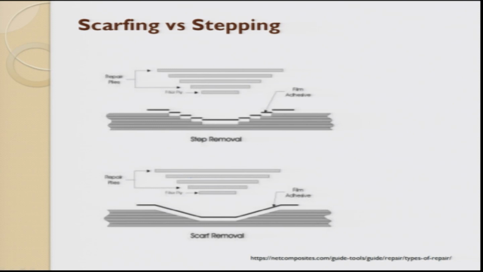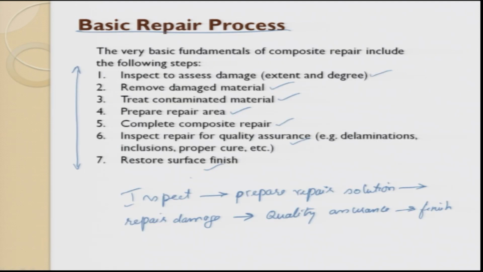So, in repair of composites, these are the steps which are involved, which I would like to repeat. So, inspecting and assessing the damage, then remove the damaged material, then treat the contaminants if at all there is any, then we try to prepare the repair area, then complete the composite repair, assess the quality of whatever you have done, and finally, we try to restore the finish such that you get the best out of it.